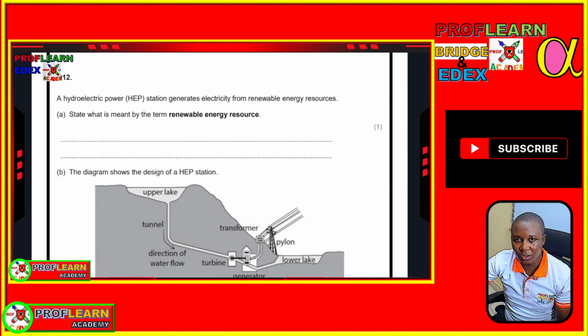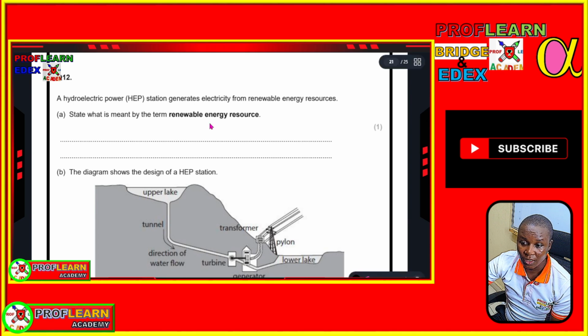Another area that you must focus on is energy resources. You need to know different types of energy resources, renewable and non-renewable. Renewable energy resources are resources which cannot be depleted. However much you use them, they can never run out. You can never finish them.